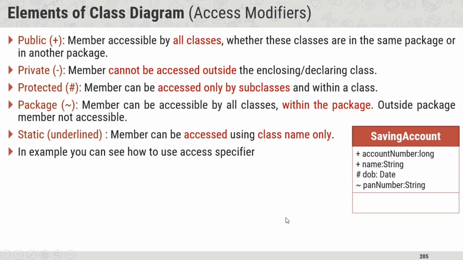If you're using a package member, then the package is represented by using the tilde symbol, where all the classes within that particular package will use that particular attribute. And if you have some kind of static attribute, you will underline that particular attribute. So you will not use the access modifier before that. You will just underline the whole name.